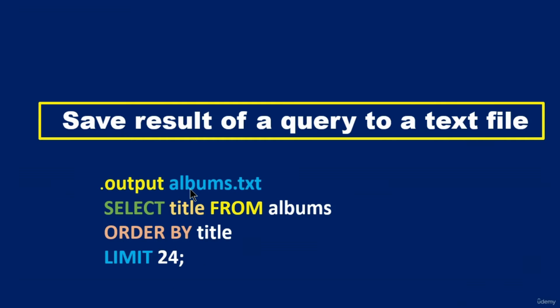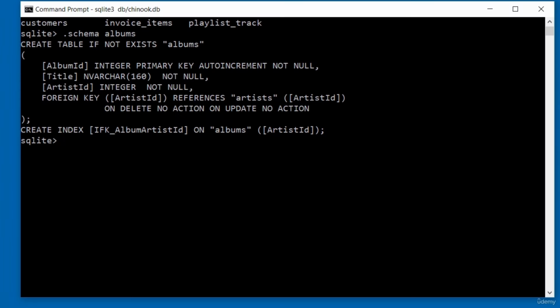So this is just a sample query showing you how to save the results of a query to a text file. From the previous command we ran, which was to show you the structure of a table, you can see here this table called albums has got these columns: album ID, title, artist ID, and then it's got a foreign key. So what I want to do is just query the title, and I only want the first 24 returned. To do that, I need to create an output file where it will save it to.